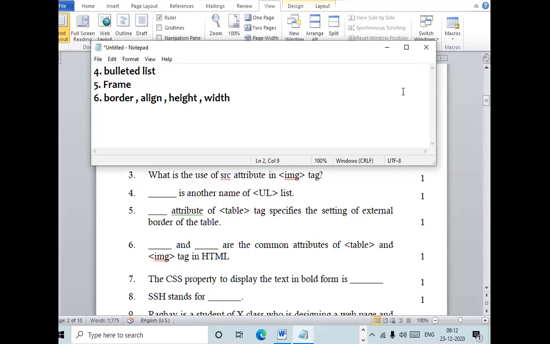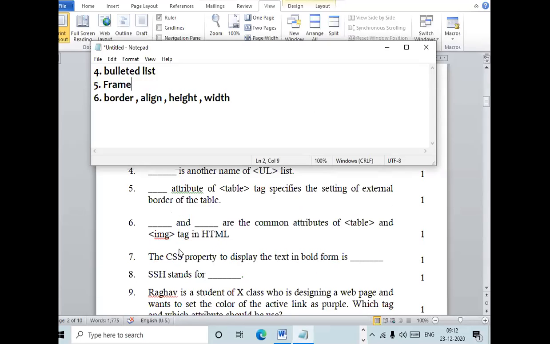Japesh, Gurkirat, Mansi, are all the answers clear up till here? All right. Now moving to the next fill in the blank.